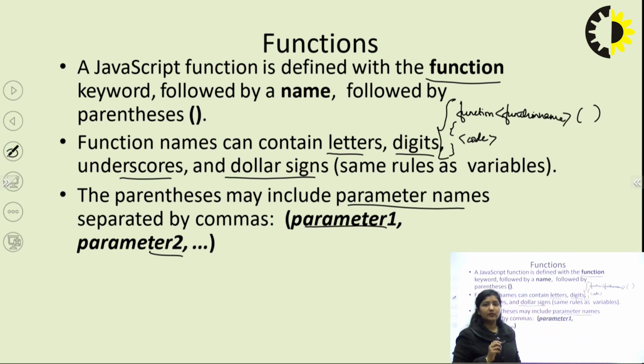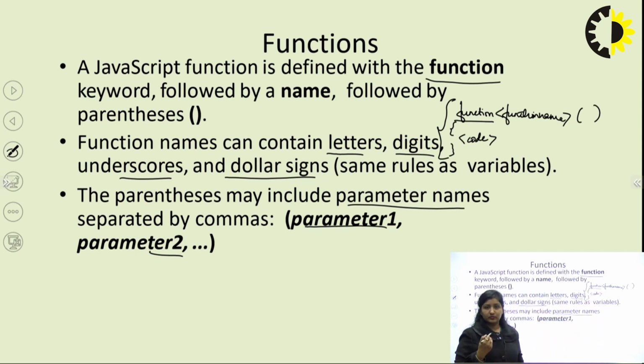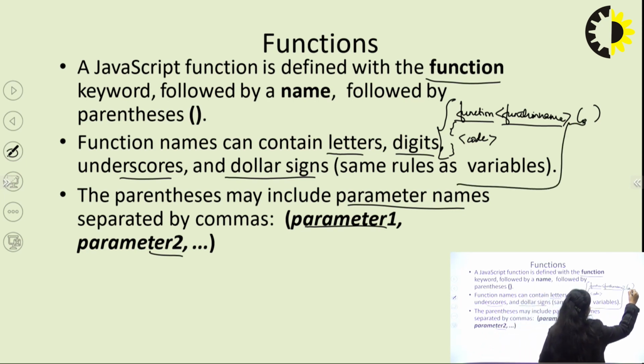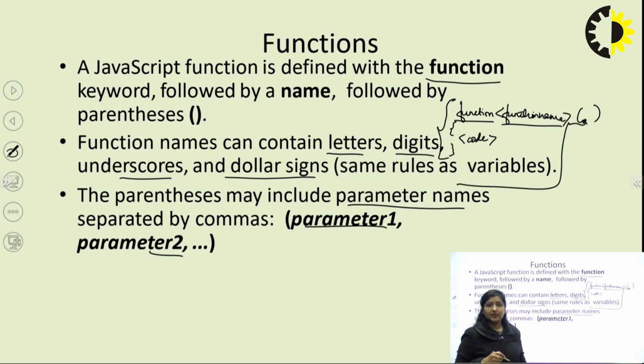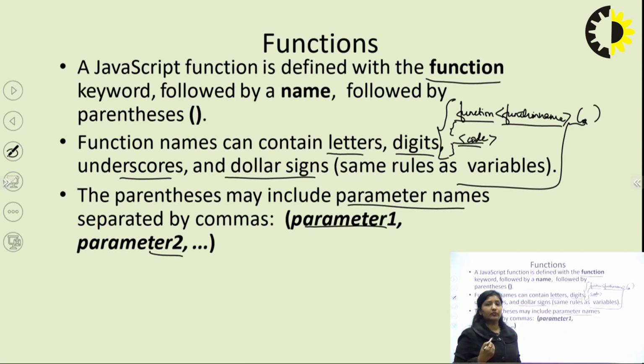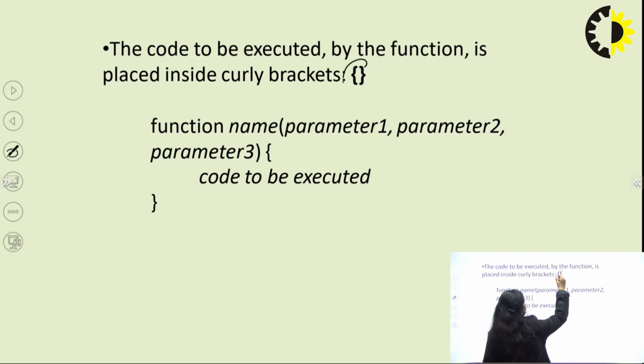First, the keyword function will be there. After that, the name of the function by which we want to create that function will be there. Parenthesis will be included, and in this parenthesis, the parameters will be passed. After these parameters, the code will be written, that is, the task that this particular function will be performing. The code to be executed, as I have discussed, will be included in the curly braces.